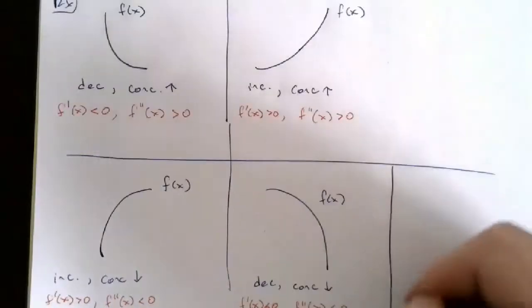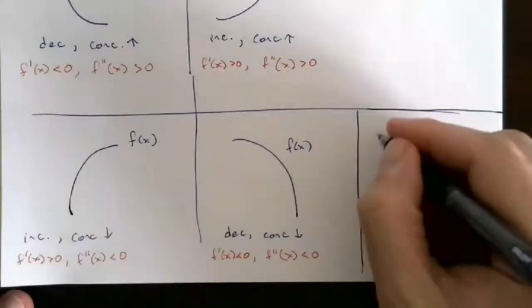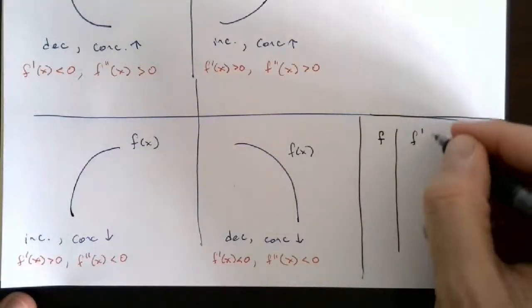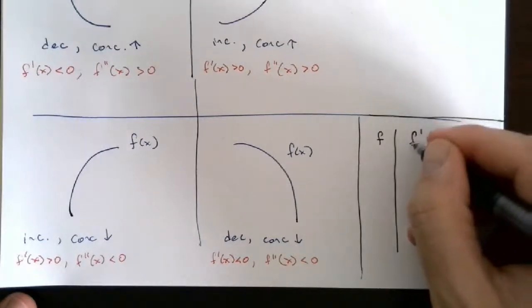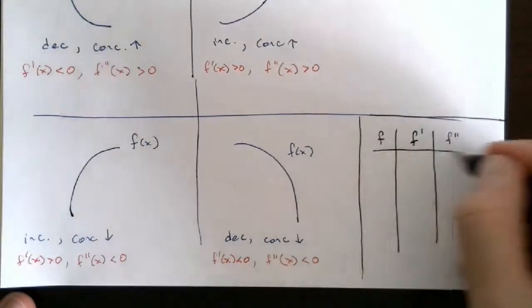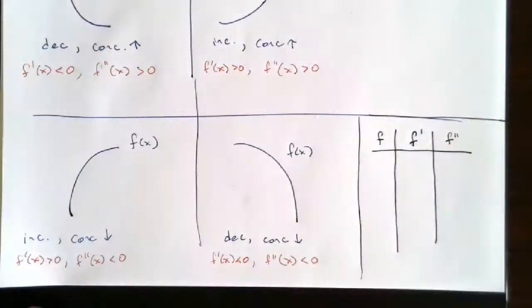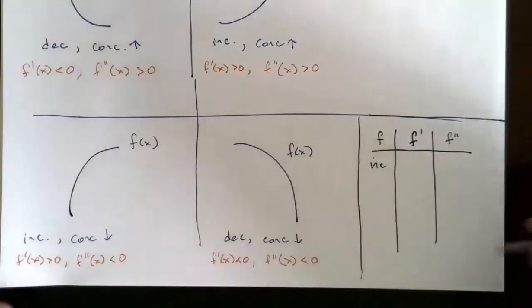Sometimes I like to include this little chart here to help people remember what's going on. So we're going to have a column for f, a column for the first derivative f prime, and a column for the second derivative f double prime. And a lot of times when I'm working on calculus, I'll draw this for myself first, just so I remember what it is. So let's talk about if f is increasing.